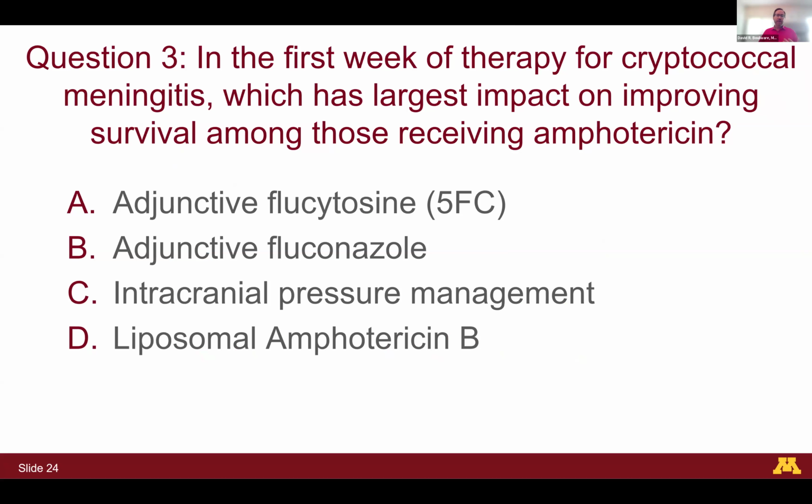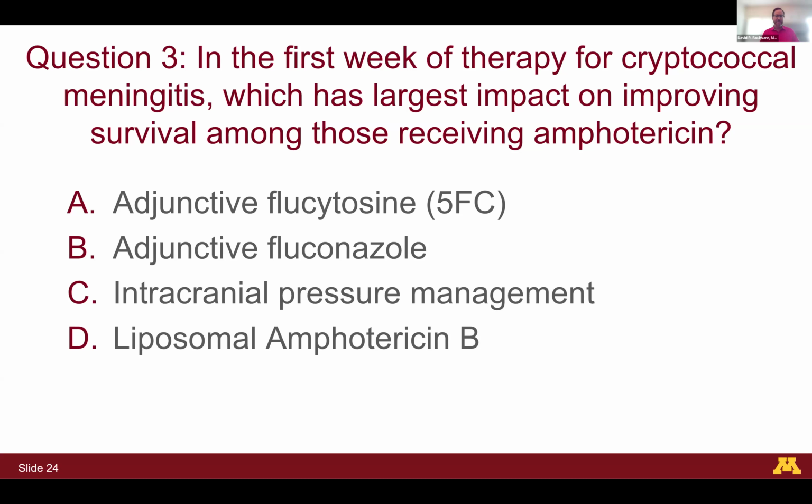And so question number 3 here. In the first week of cryptococcal meningitis therapy, what has the largest impact on improving survival among people who are getting amphotericin-based therapy? Is it adjunctive flucytosine? Is it adjunctive fluconazole? Is it controlling intracranial pressure? Or is it giving liposomal amphotericin B versus deoxycholate?